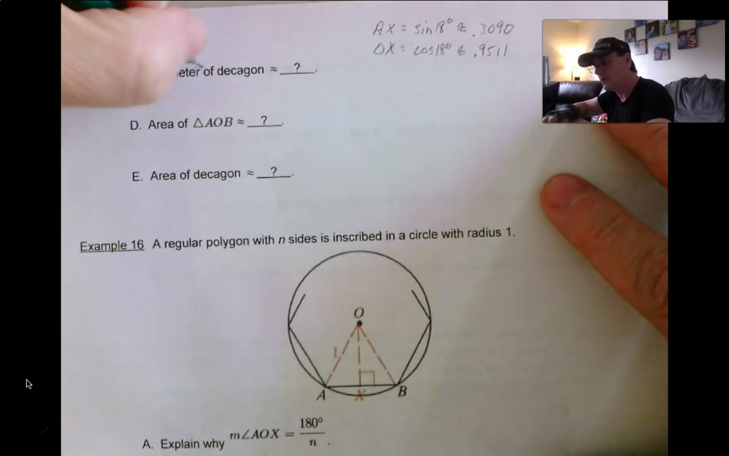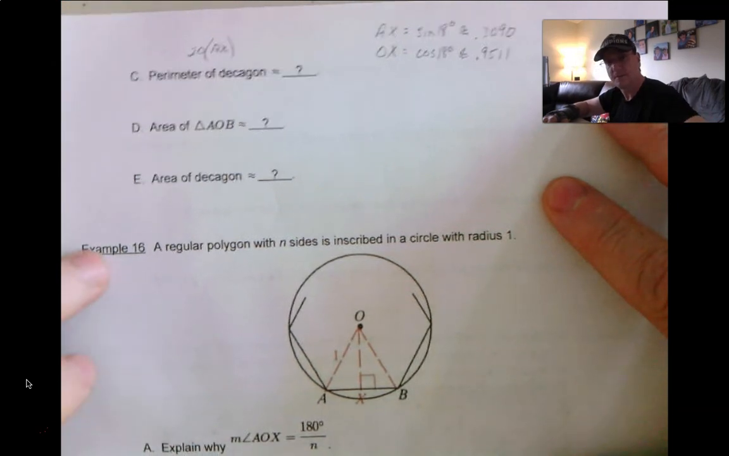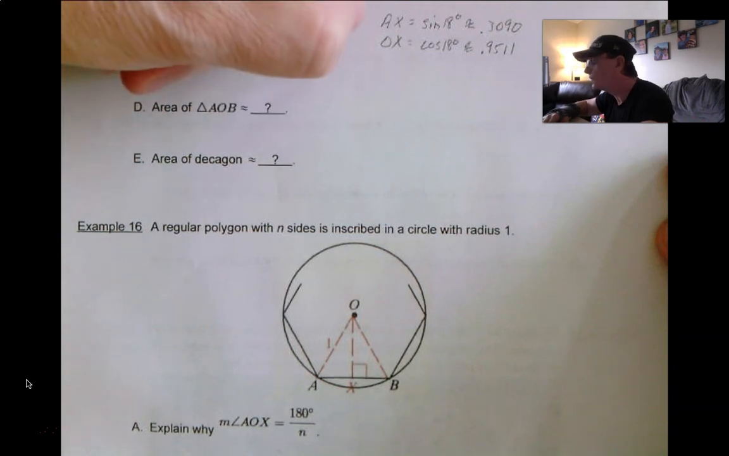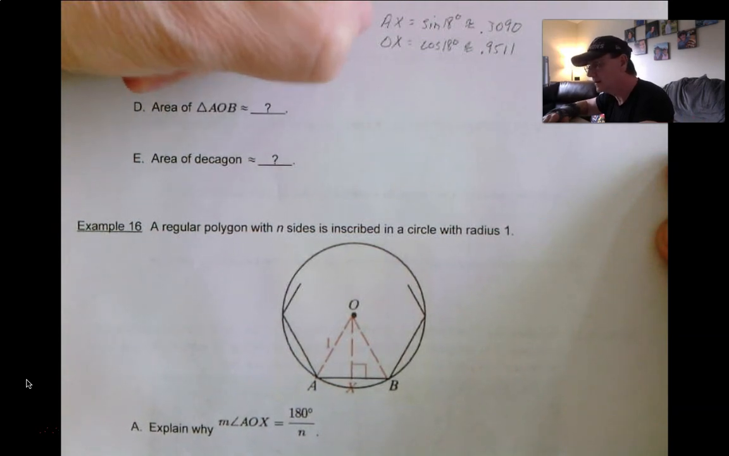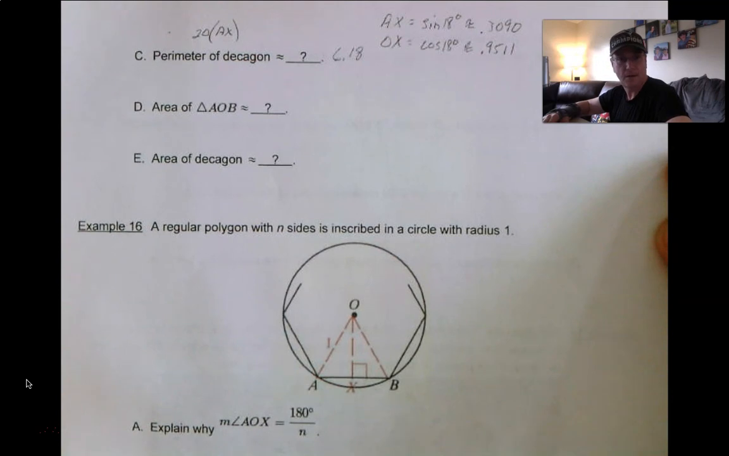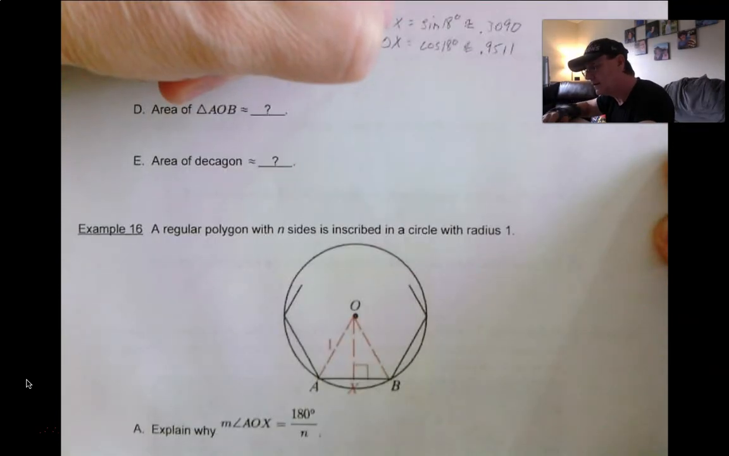So the perimeter of the decagon is 20 times AX. Okay, so again, sine of 18 times 20 gets us approximately 6.18, and we don't have units here, so just units.